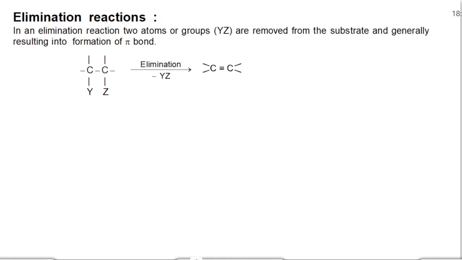Today's topic is elimination reactions. In an elimination reaction, two atoms or groups are removed either from the same atom, from adjacent atoms, or from somewhere else. That means at least two atoms or groups are removed from the substrate molecule, and it results in the formation of a pi bond. So most of the time an alkene is formed.